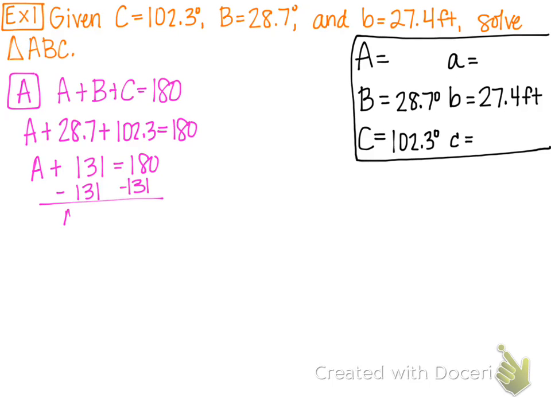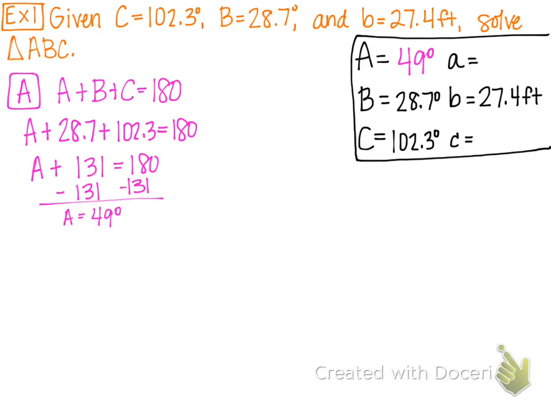And big A is 49 degrees. So boom, we've got that. So I'm going to come over to my chart and put it in there. That's one of the things we're missing. We didn't even have to use the law of sines for that one. Sometimes you can just use the fact that all the angles add to 180 to find something.